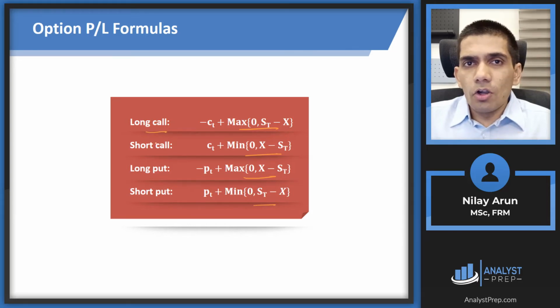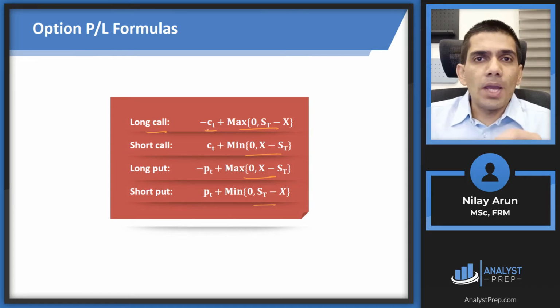Now, if you're long on the call option, you have to pay the call premium, the price of the call option. So that's why this is minus CT. CT is the notation for call option price or the call option premium. PT is the notation for the put option premium. So the long will be paying the premium amount. That's why it's minus CT. The short will be receiving that premium amount and hence it's plus CT. Similarly, long put has to pay the put option premium. That's why minus PT. And short put will be receiving it. That's why it's plus PT.